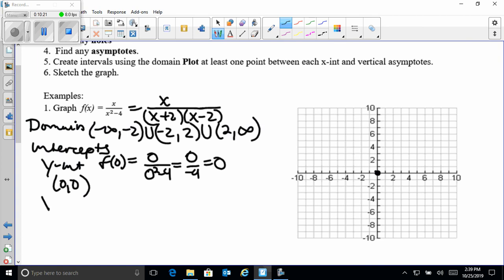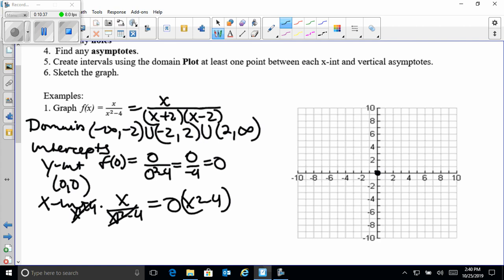And I can do my x-intercepts. For my x-intercepts, the whole function needs to equal 0. Solve that, and I can multiply by x squared minus 4 on both sides. Now what you're going to see is that when we do this with the rationals, our numerator is going to be 0, or it's going to multiply out. So x equals 0 in this case. It doesn't always equal 0. So that's the same.